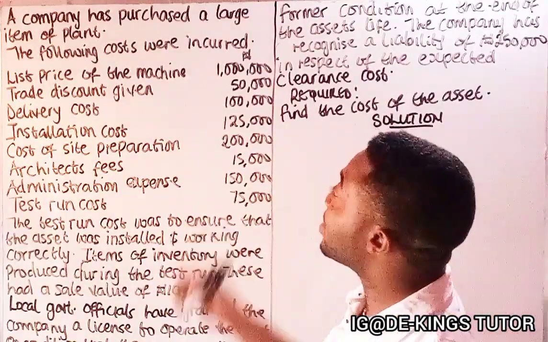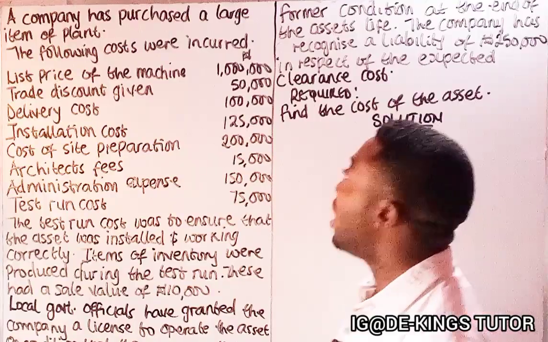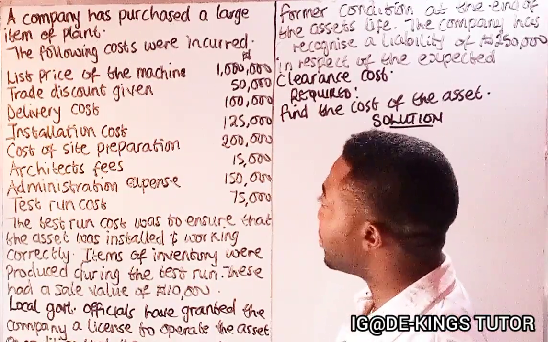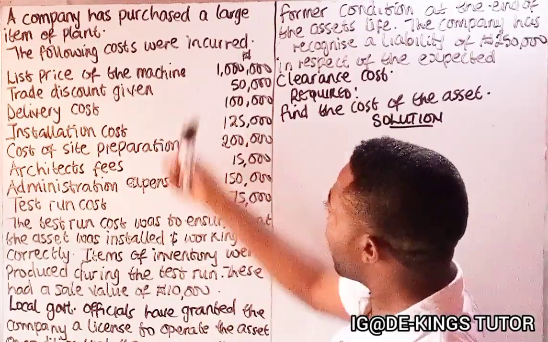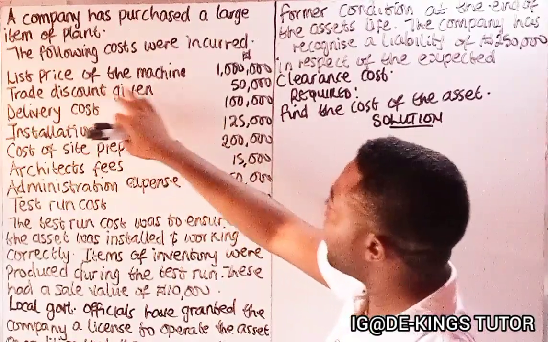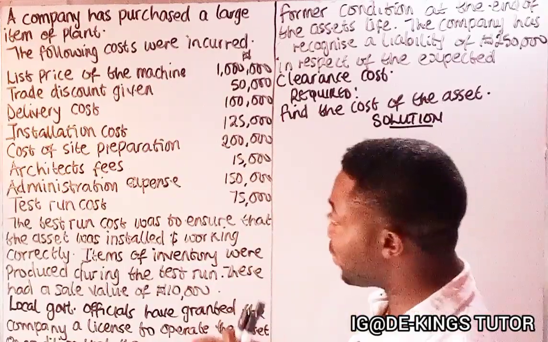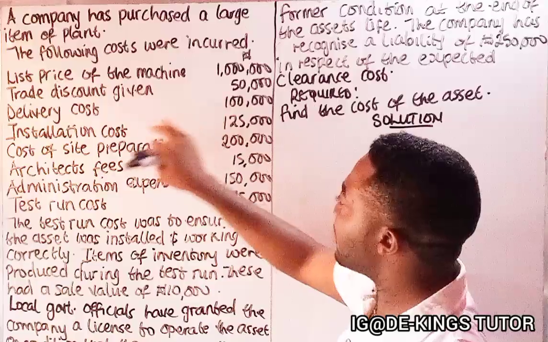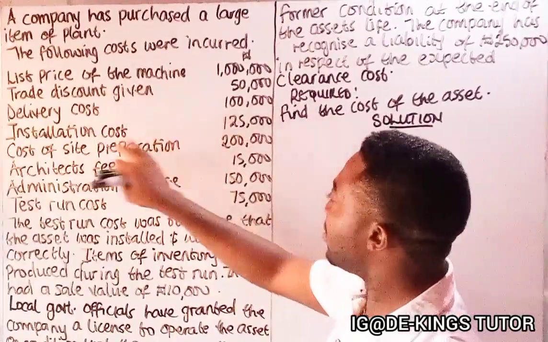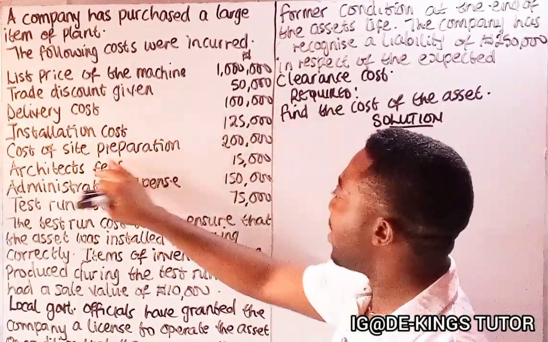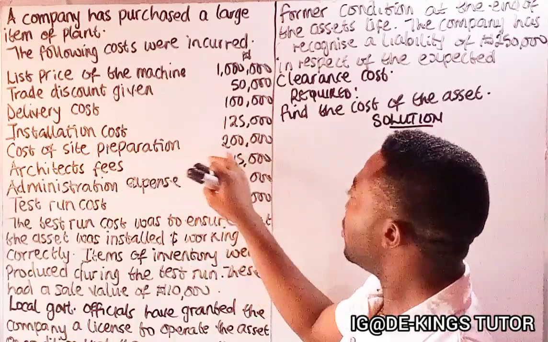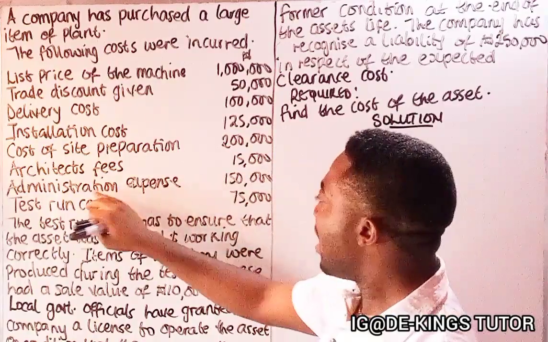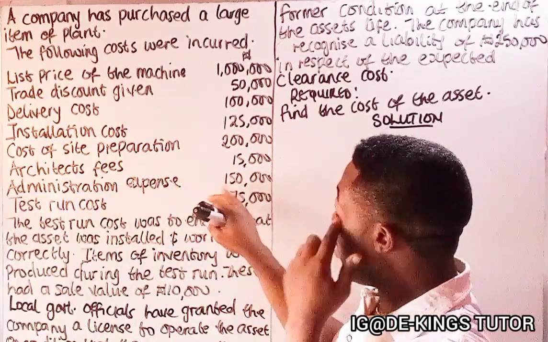Okay, so the question said a company has purchased a large item of plant. The following costs were incurred. The first one is the list price of the machine is 1 million. That's the purchase price. Next one is a trade discount given, 50,000. Delivery cost 100,000. Installation cost 125,000. Cost of site preparation 200,000. Architect fees 15,000. Administration expense 150,000.